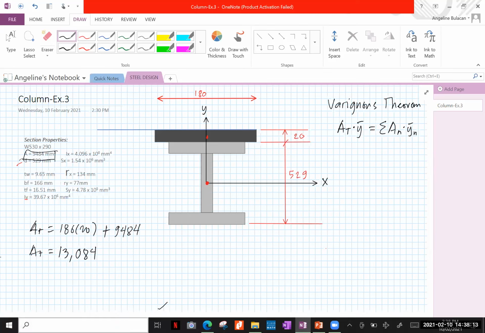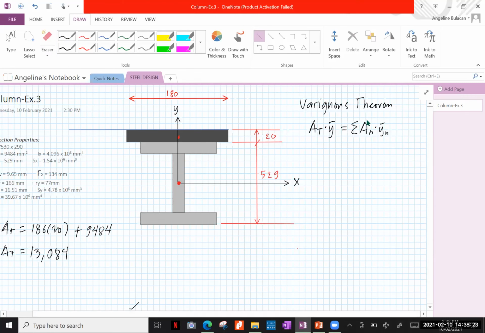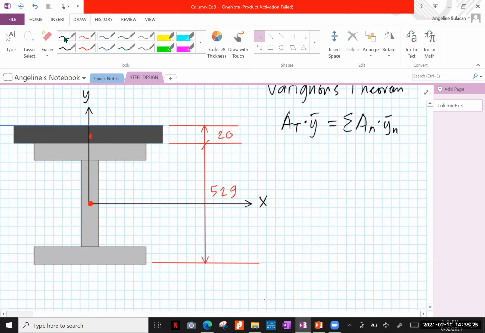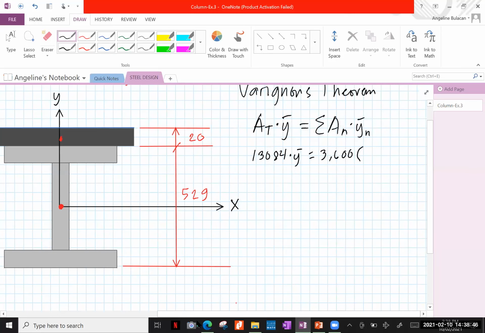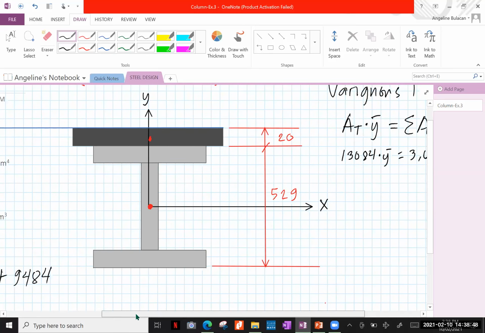So, yun yung lalagay natin dito. Ganun lang kadali. So, solving now, 13,084. Write down, we have 13,084 times the centroid is equal to area ng plate, 180 times 20 is 3,600. And then, the distance of the centroid papunta dun sa reference point, ito yung centroid niya. So, yung distance or bar y niya is ito.